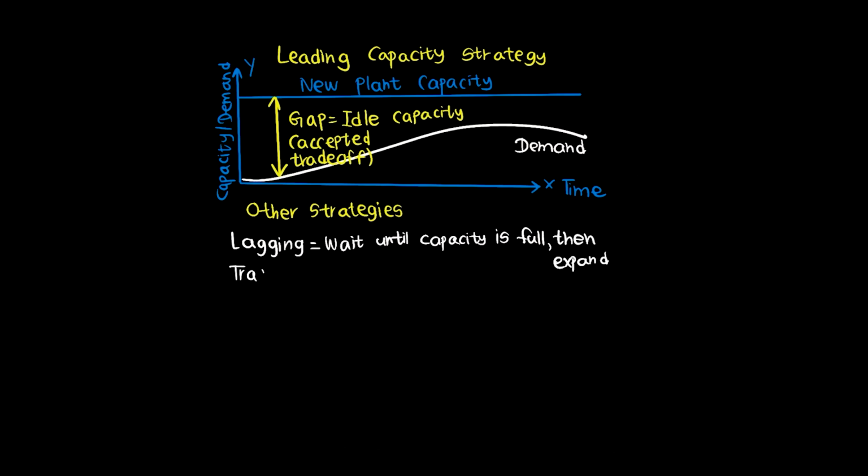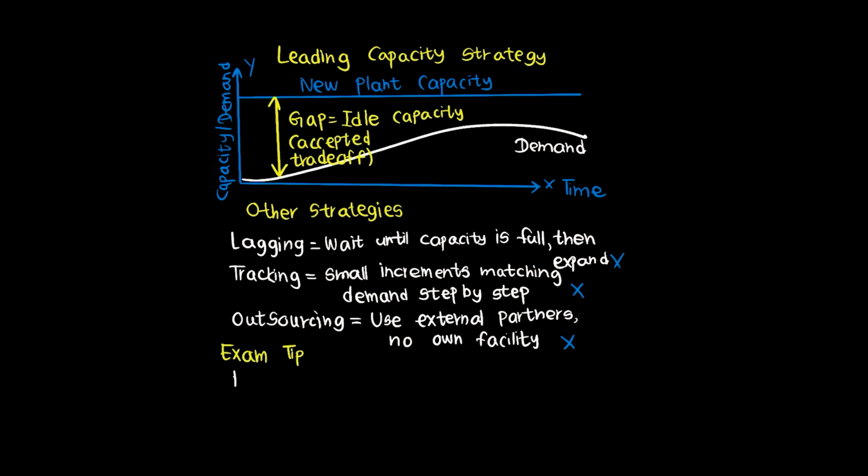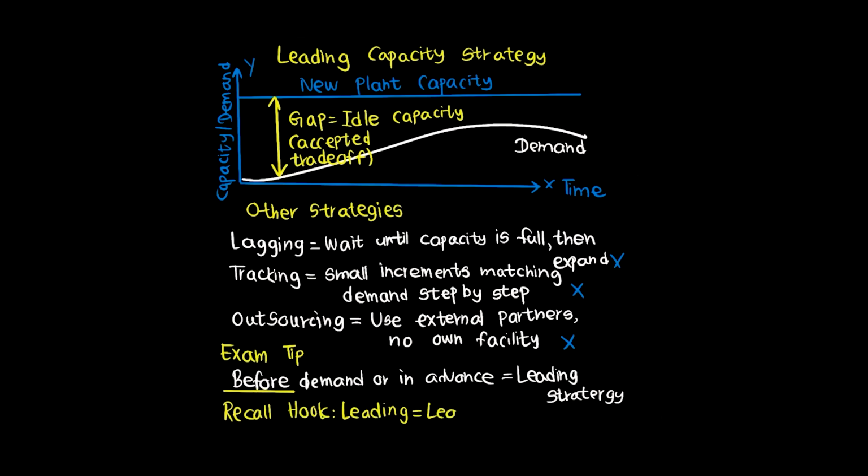A tracking capacity strategy adds small increments of capacity that closely match demand as it grows step by step. It is cautious and reactive, not a big, bold investment years ahead. An outsourcing capacity strategy hands off extra demand to an external partner instead of building your own facility. Here's a WGU C215 OA exam tip for you. When the question says capacity is added before or in advance of demand, that is a leading strategy. Quick recall hook. Leading means leaping ahead of demand.